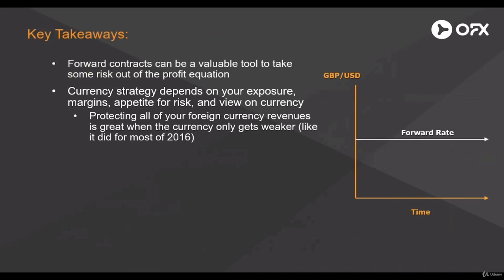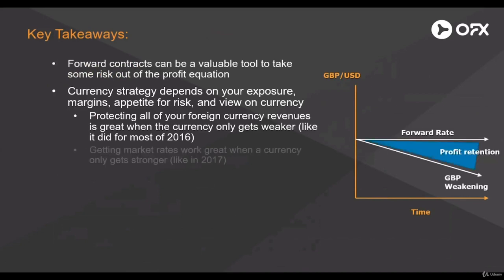Okay, so that would be great. So there you made more profit. Okay, so I flipped that. Pound gets weaker, you set your forward rate, you keep your profits instead of losing money.